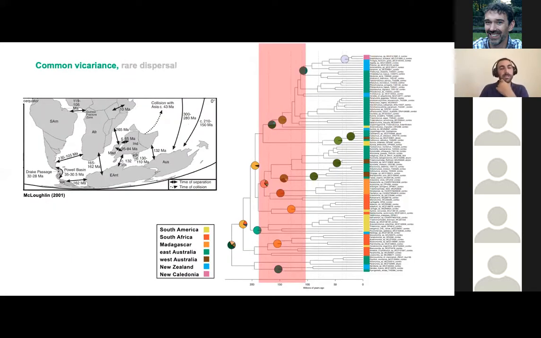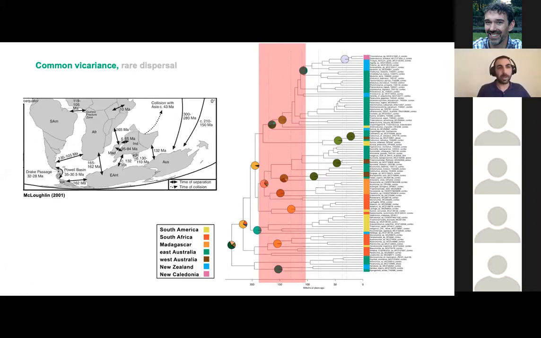So getting onto the idea of common vicariants, in this particular phylogeny, I only show nodes that are reconstructed to be vicariant events. You can see there's a lot of them. This red box indicates the major time period of continental breakup for Gondwana, and you can see there are a lot of vicariant nodes associated with this, which is what we expect.